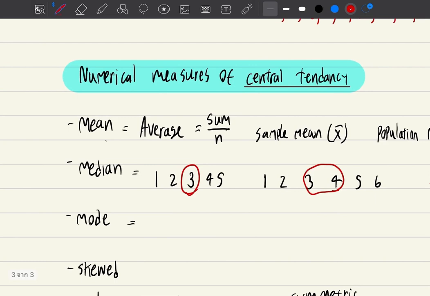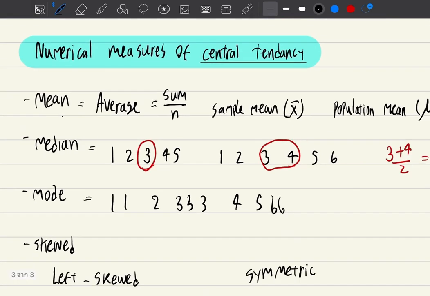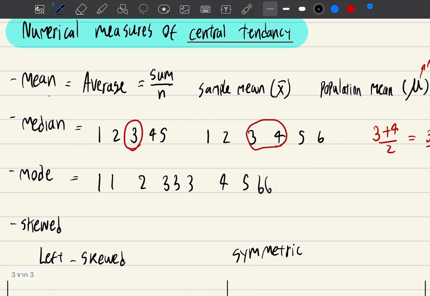Next one is mode. Mode is the value that appears most frequently in the dataset. For example, 1, 1, 2, 3, 3, 3, 4, 5, 6, 6. So the mode is going to be 3 because it appears the most frequently. It's 3.